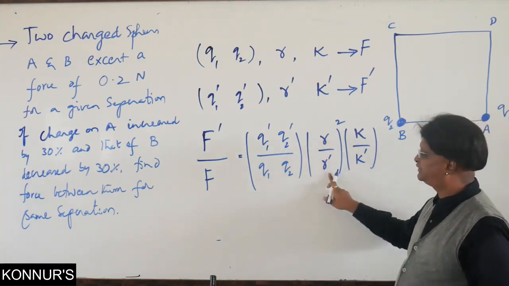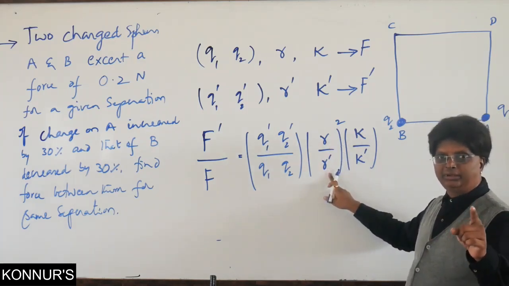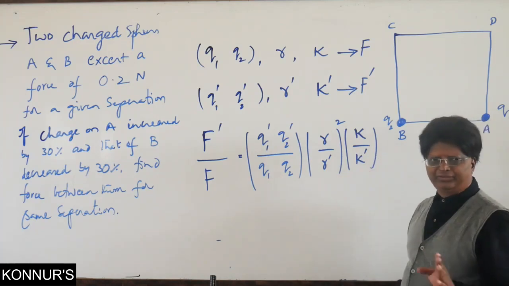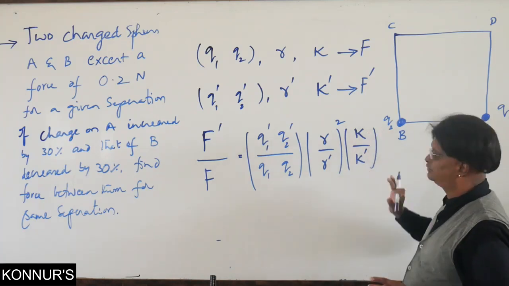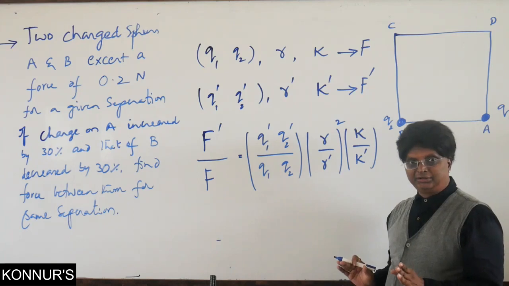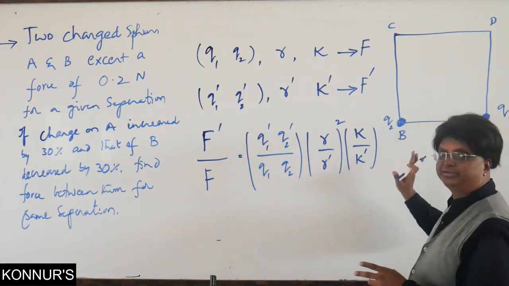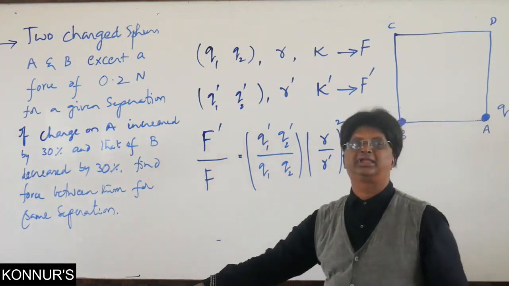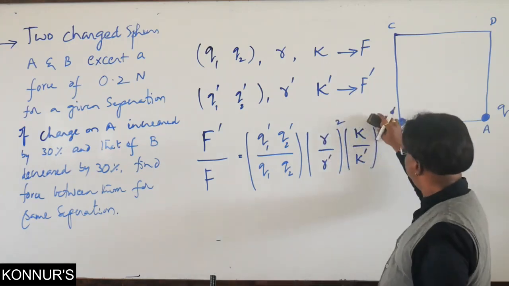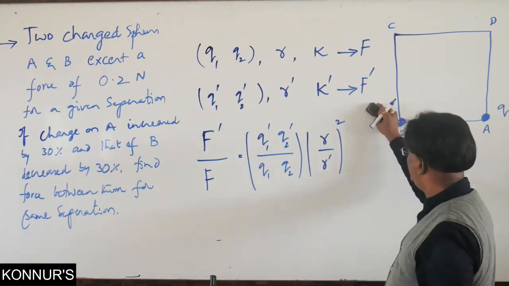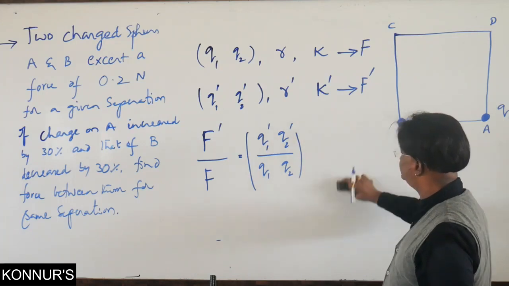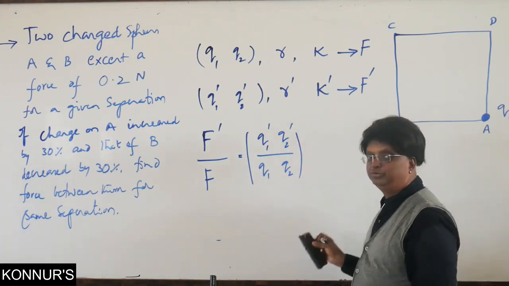Here there is no change in distance. This ratio I will make it as 1. No change in the medium also, nothing is said about it. Therefore I will take this ratio also 1. Right? Now if you take this as a tool, I am using it for the given example. This K upon K dash ratio is 1, and this ratio is also 1. Therefore this is our new equation.